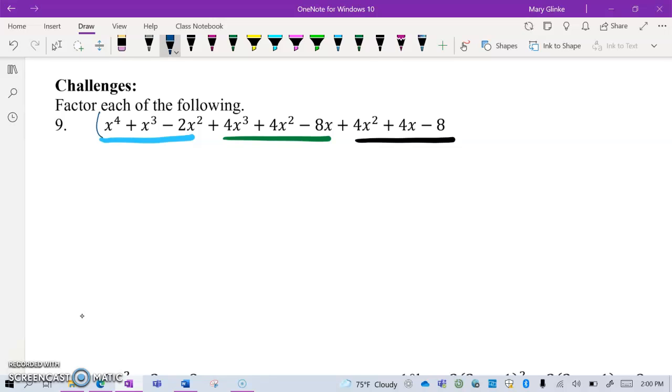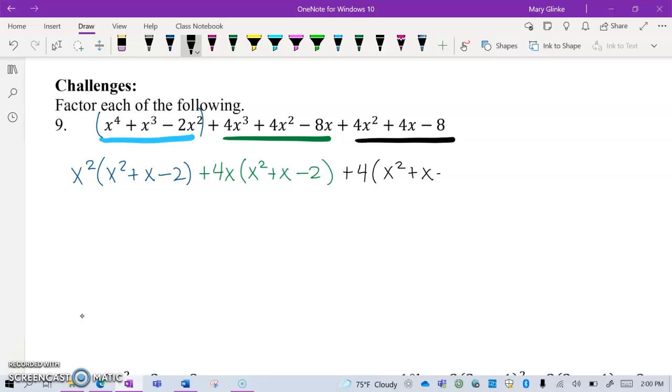I'm going to first look at these first 3 terms and what they have in common. They have an x squared in common. And left behind would be x squared plus x minus 2. The next group has a 4x in common. Left behind would be x squared plus x minus 2. That last group has a 4 in common, and that would be x squared plus x minus 2.